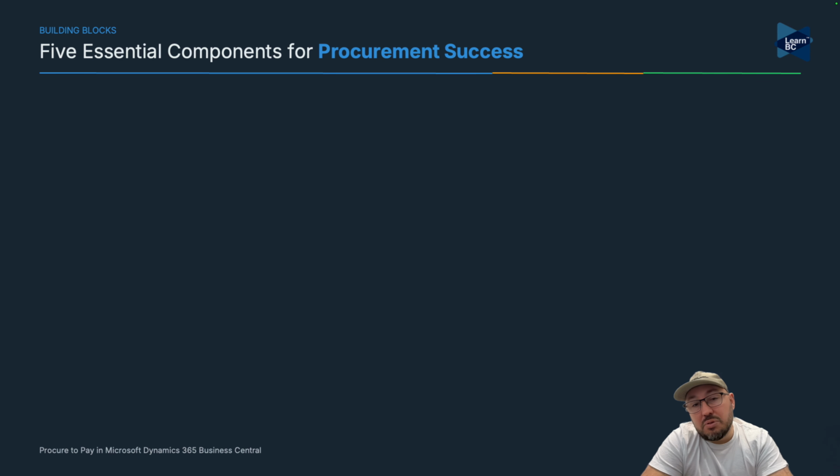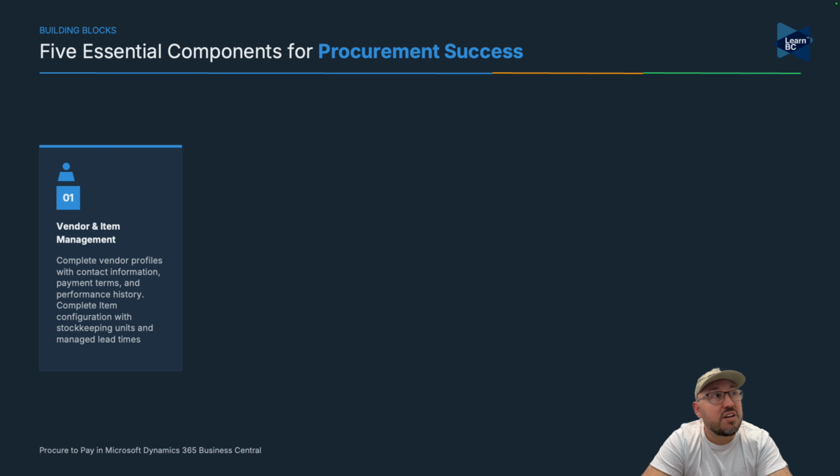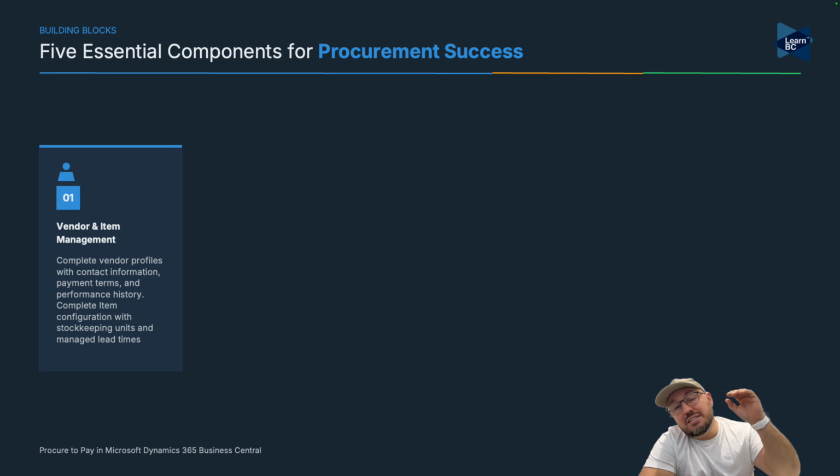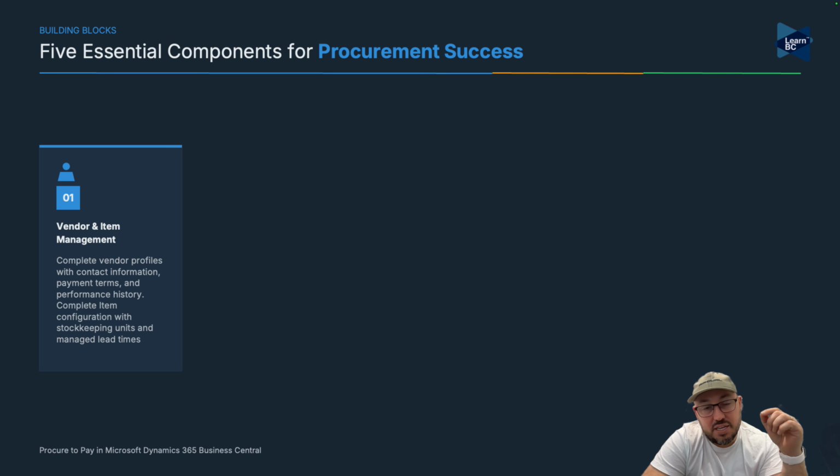So the building blocks, what are the 5 components for procurement success? Number 1, vendor and item management. Everything starts up front with the vendor and with the item. In Business Central, it always starts at the beginning. Do it right with your master data. Then all of your documents, your purchase quotes, your purchase orders, your purchase invoices, will flow beautifully when your vendors and your items are configured correctly.